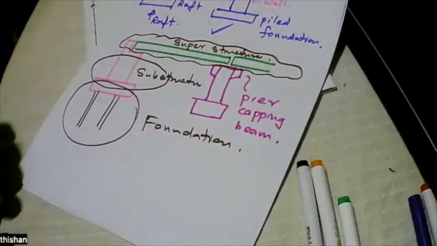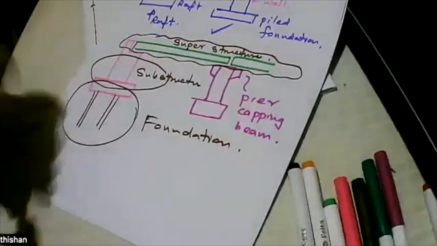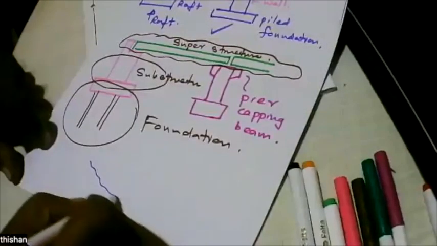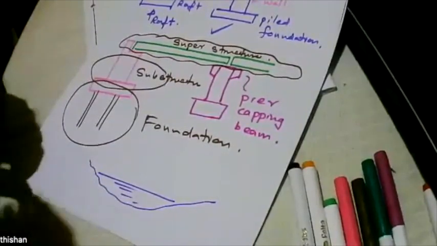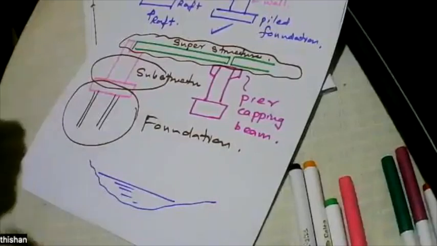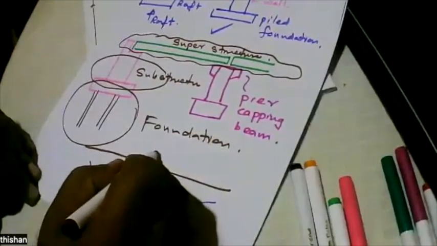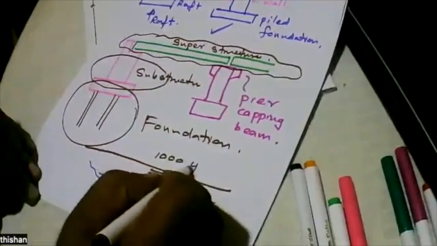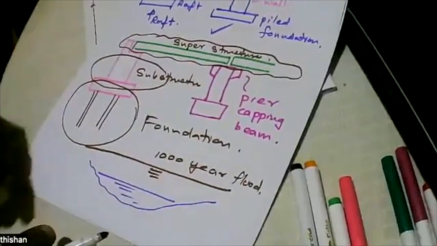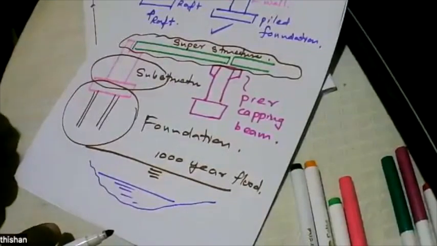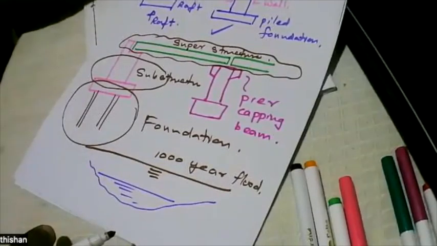Then when you are selecting a bridge, there are many factors you have to consider. So you might have a river like this. But that is not important for us, because what is important is what is going to happen in a 1,000-year flood. It is generally very difficult to find what is the actual water level that occurred in a 1,000-year flood.